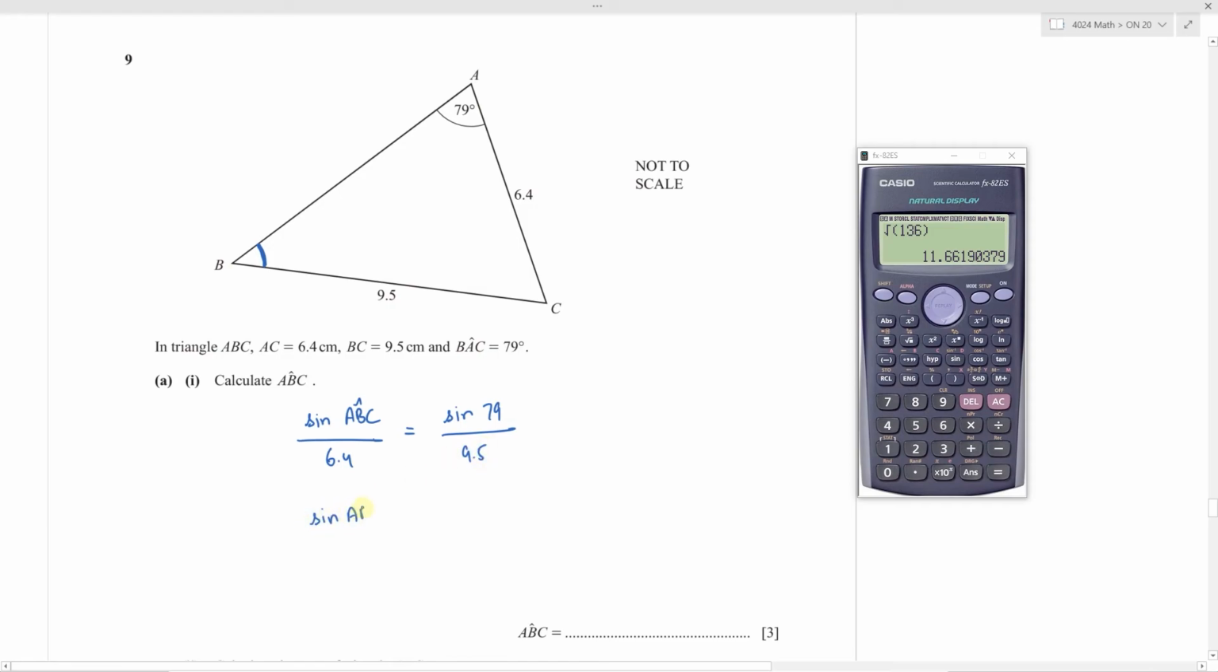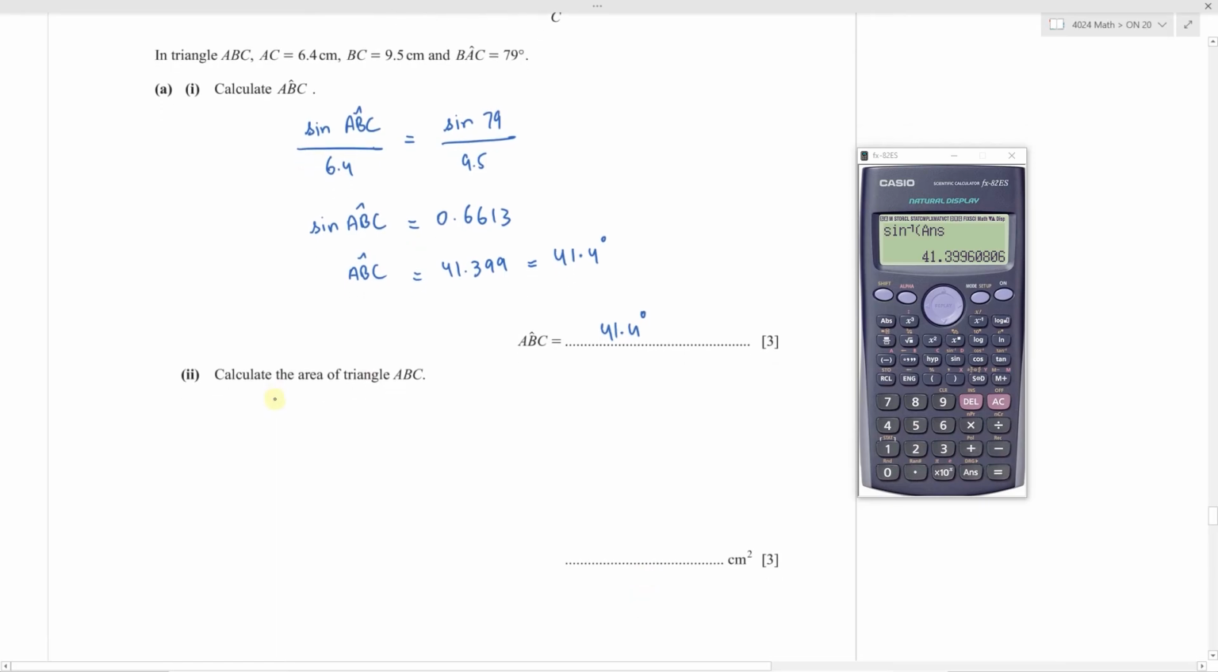So this will give us sine of ABC equals sine of 79 divided by 9.5 and then multiplied by 6.4. So this is 0.6613, and angle ABC will be the sine inverse of this. So I'll take sine inverse of this. So this is 41.399, and up to one decimal place I can write this as 41.4 degrees. So this is your angle ABC.